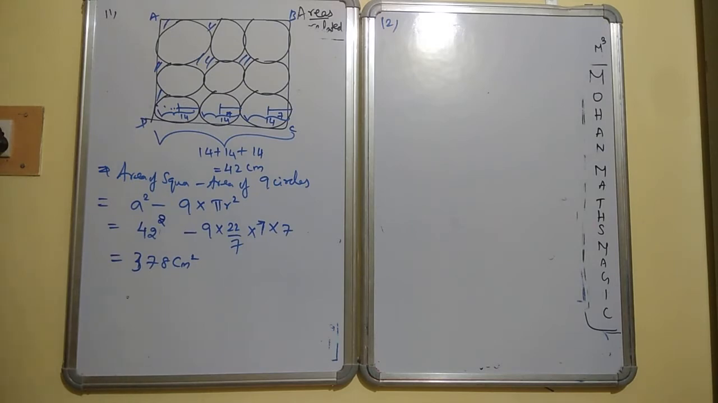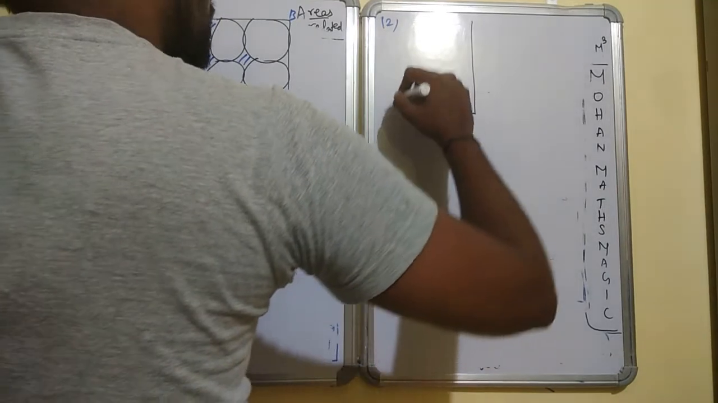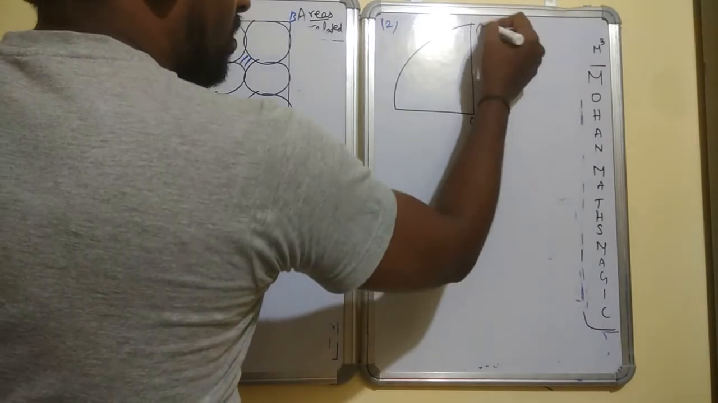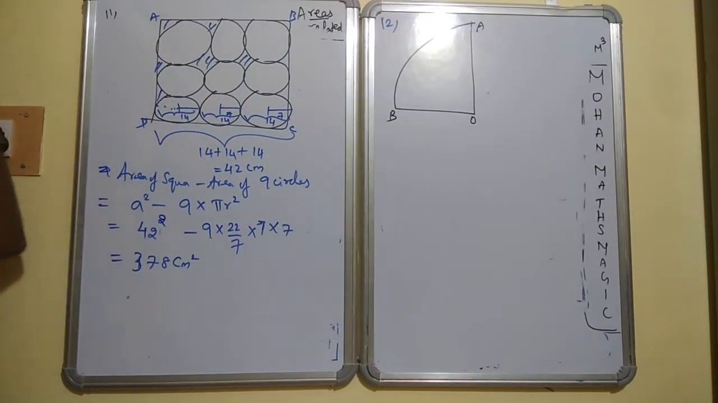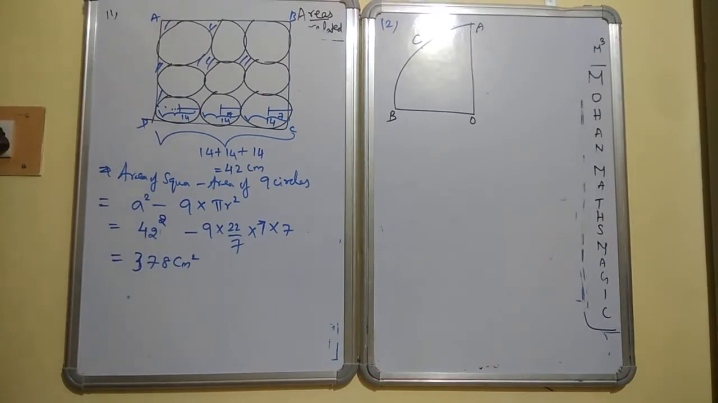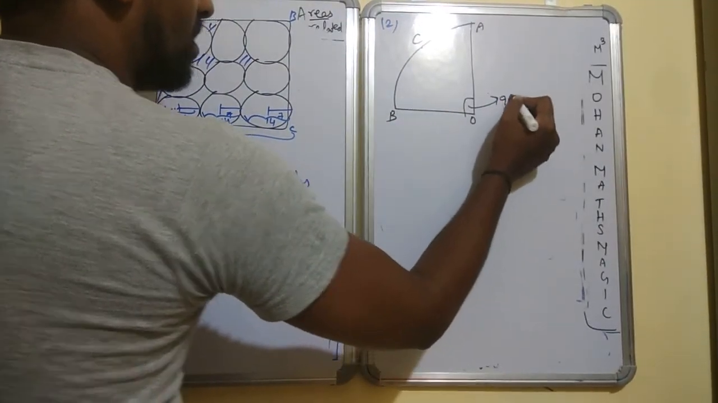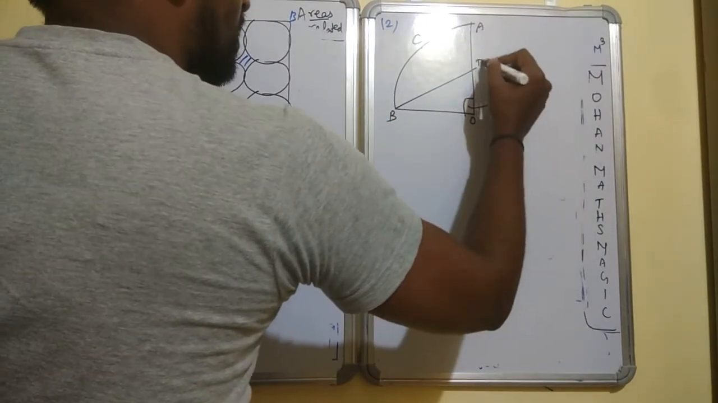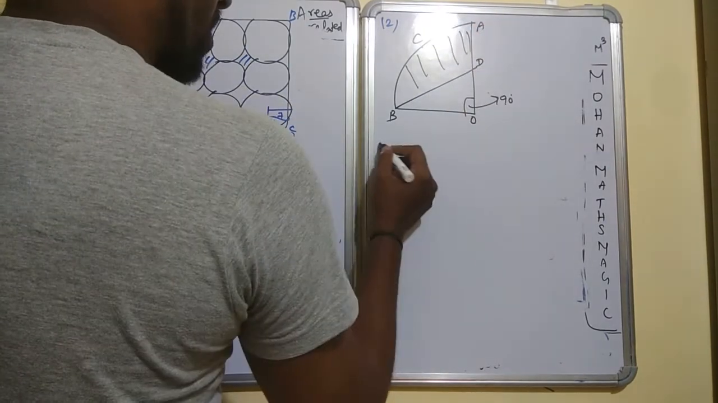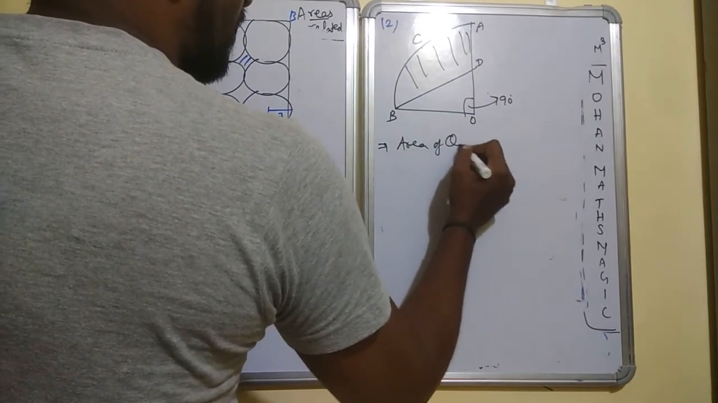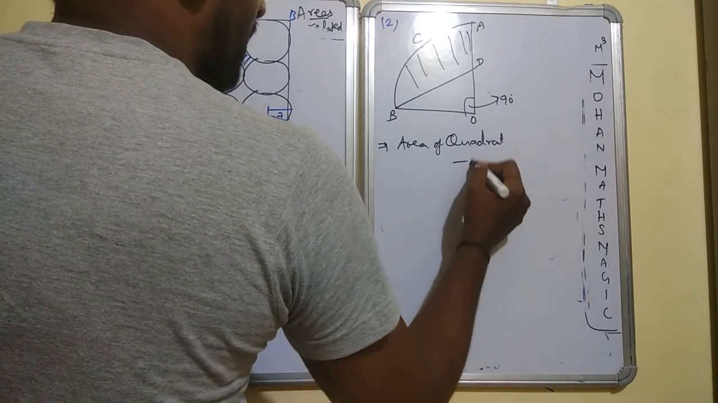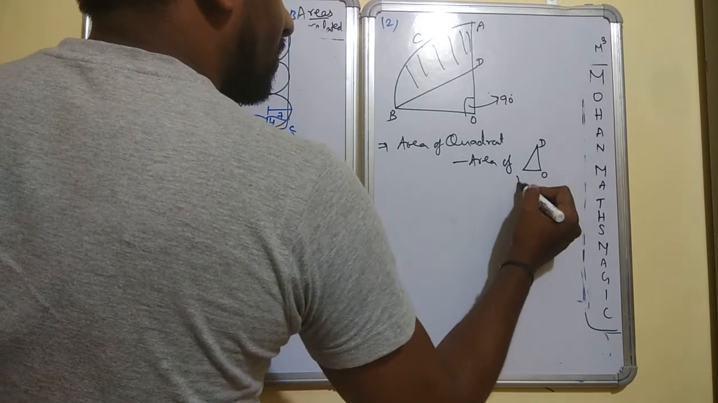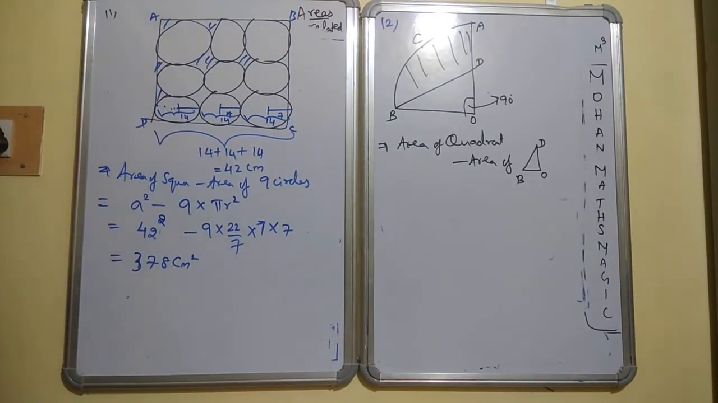OACB is a quadrant of a circle. Okay, a quadrant. So OACB is a quadrant. Quadrant, so automatically the theta value is 90. And they asked us to remove the equilateral triangle. So the concept is area of quadrant minus area of right angle triangle. It's a normal concept.